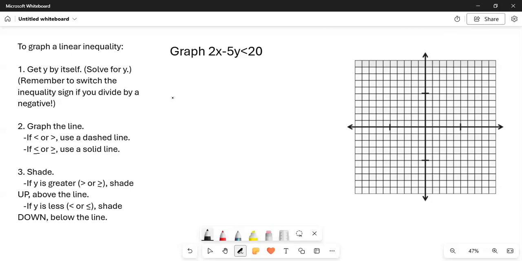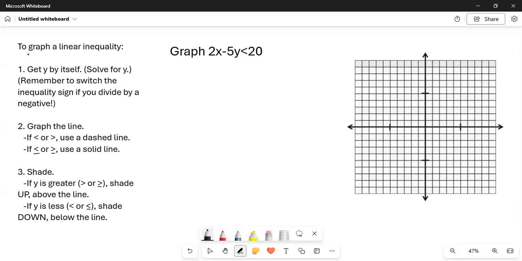Hi everyone. In this video, we will talk about a method for graphing linear inequalities. This method might be different than what you've seen before, but I found that many students like this method better than using the test point method.